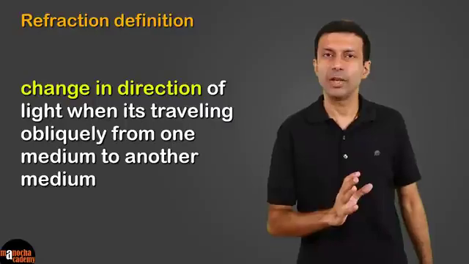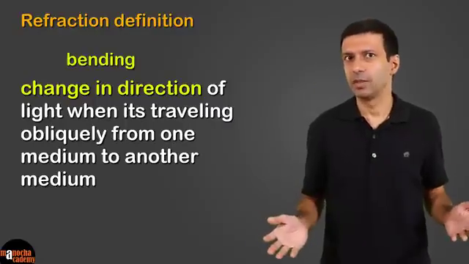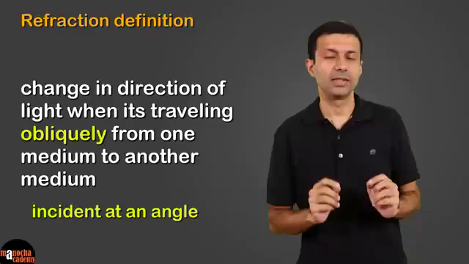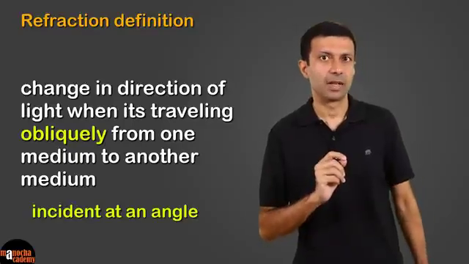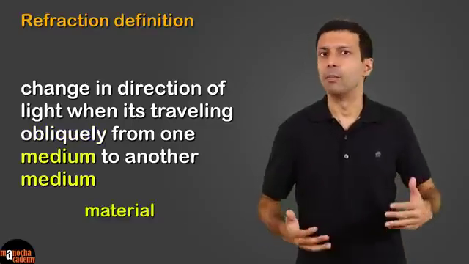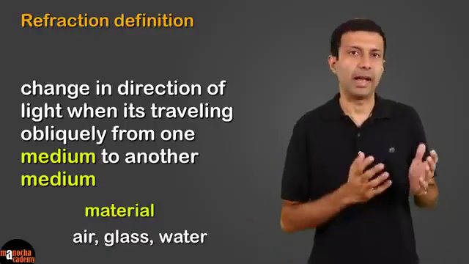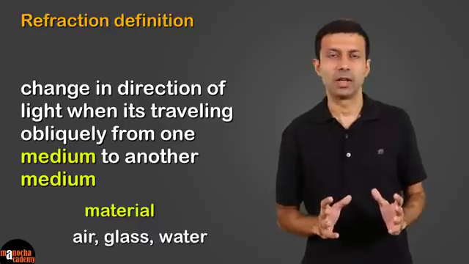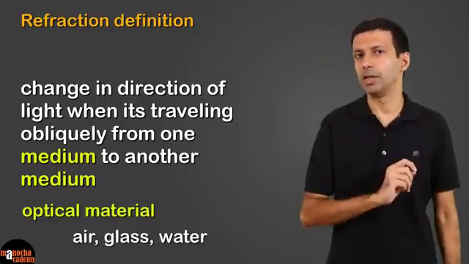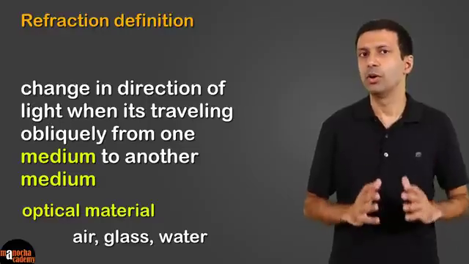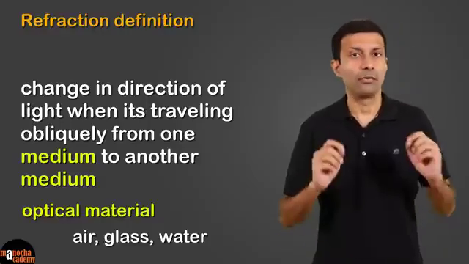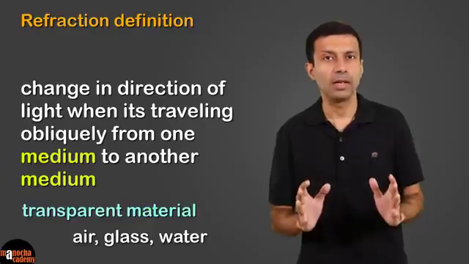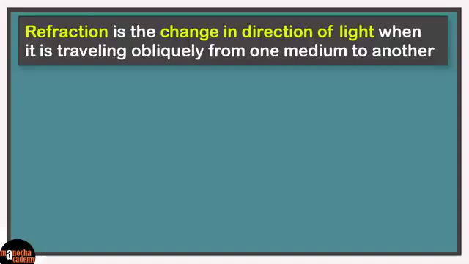So change in direction means bending of light. Obliquely means the light is incident at an angle. And the word medium means material. For example, air, glass, water, these are all materials. You may also see the term optical material because optical refers to light. And for refraction, remember that the material needs to be transparent. Let's place the definition of refraction of light on our concept board.